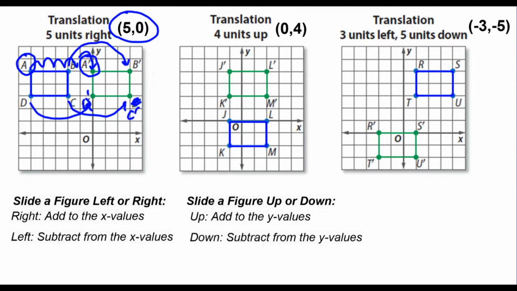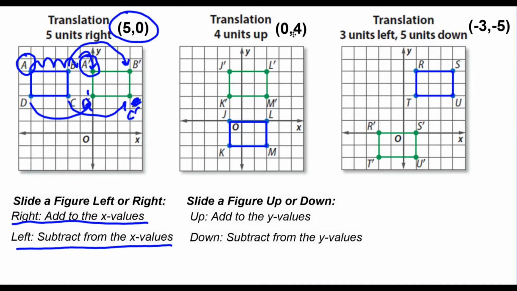They messed that up. So in conclusion, if we are translating a figure left or right, if we want to move it to the right, we're going to add to the x values. If we want to move it to the left, we're going to subtract from the x values. So only the x values change when we're sliding or translating left and right. The same goes for up and down. So here, if we want to make this transformation, we want to slide this blue figure up 4 units.